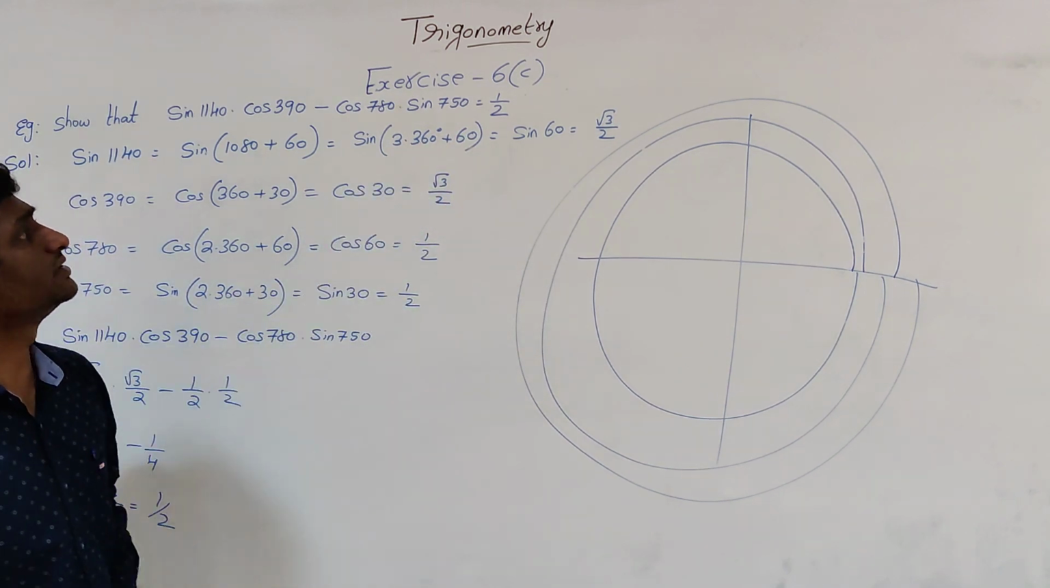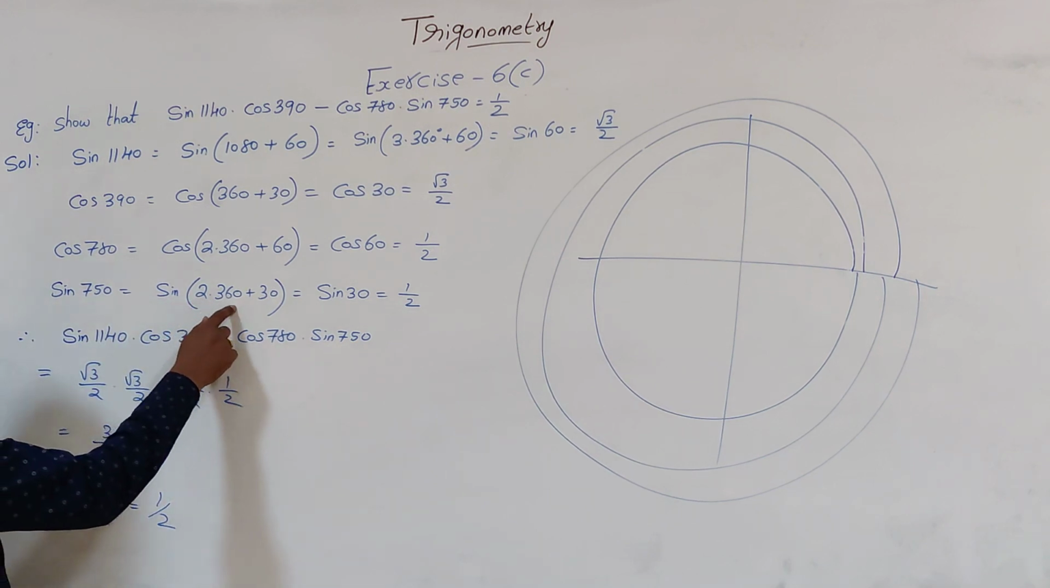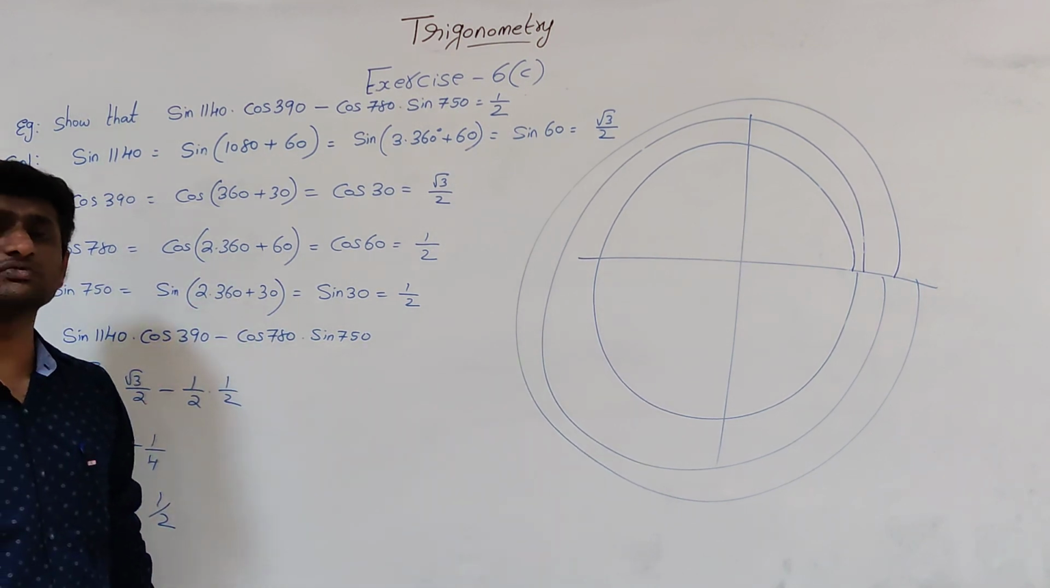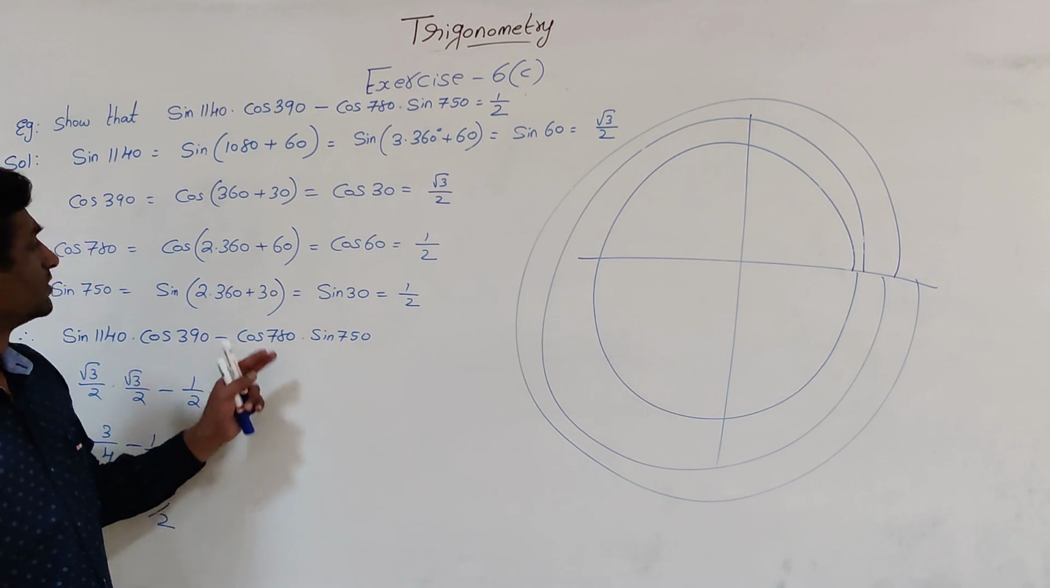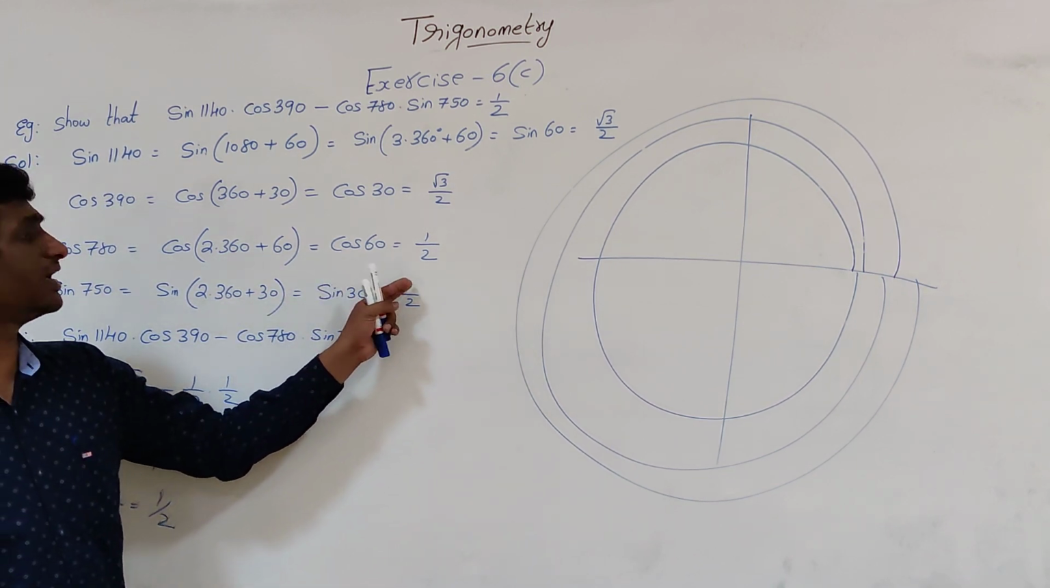Coming to sin 750. Sin 750 means sin of 2 times 360 plus 30 degrees. That gives 750 degrees. So again it is in the first quadrant. It will be the same as sin 30, and sin 30 value is 1 by 2.